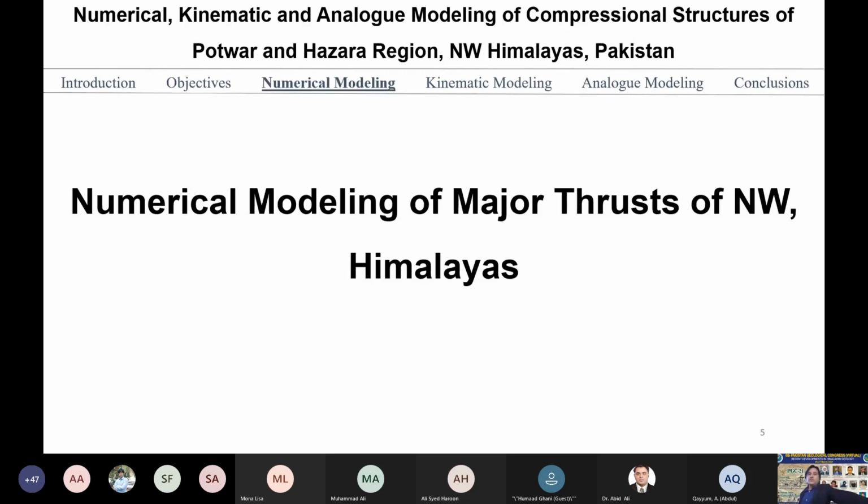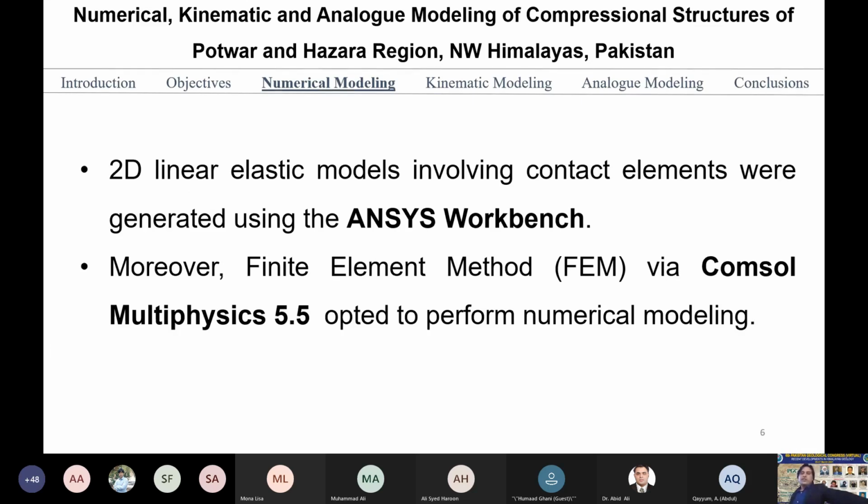First of all, the numerical modeling of major thrusts of northwestern Himalaya. I told you that I introduced 4 major thrusts in that model. But before that, I want to tell you which modeling technique I used for this numerical modeling. It's basically the software known as ANSYS Workbench, and the method which I used is the finite element method. ANSYS is used for the numerical modeling of major thrusts, and COMSOL is used for the fracture modeling.